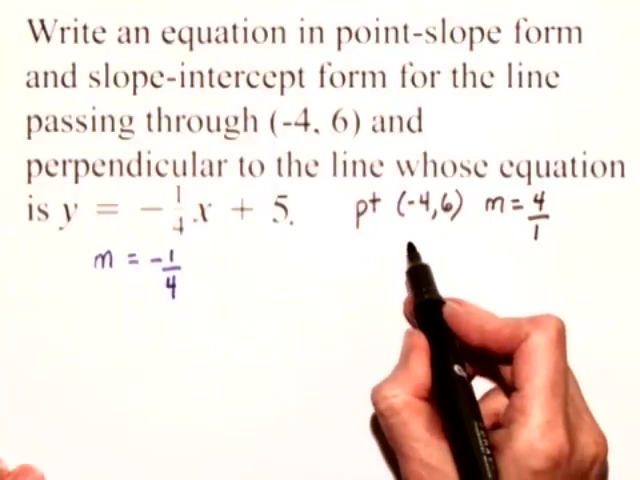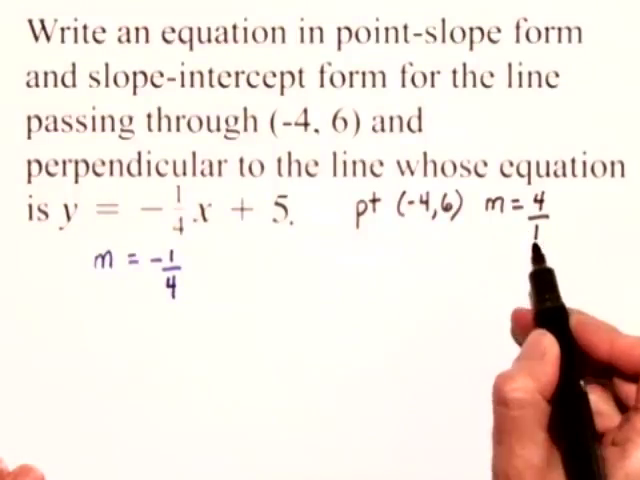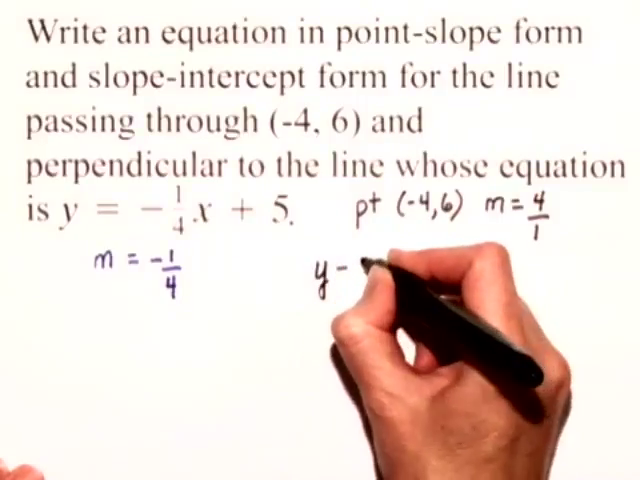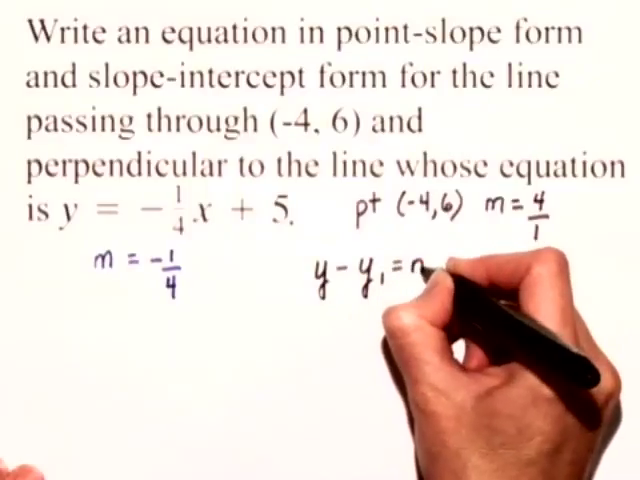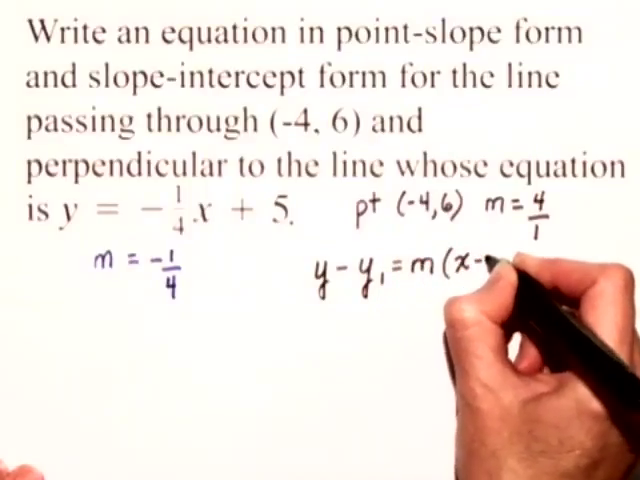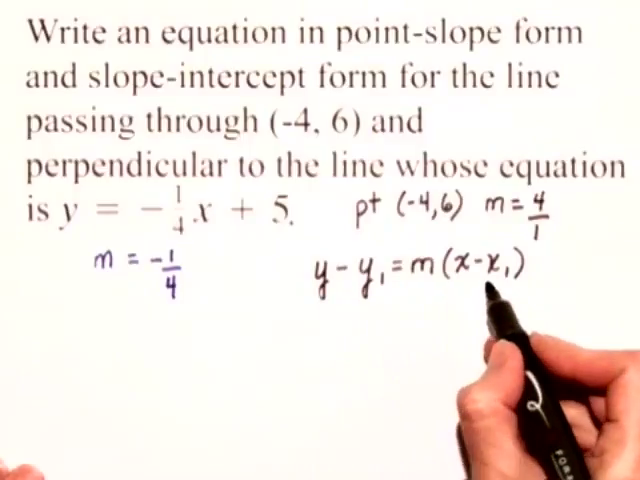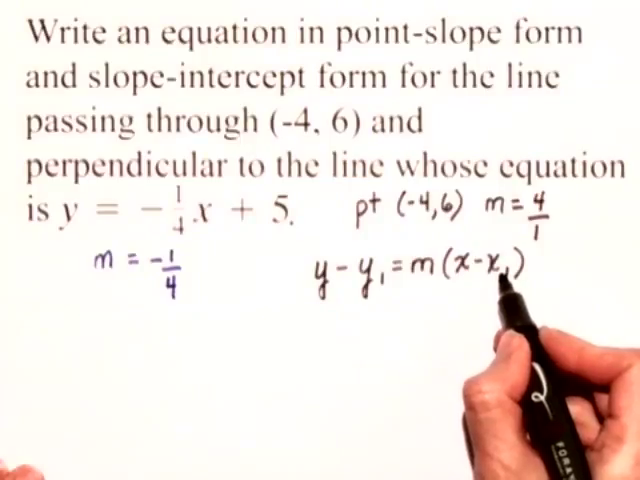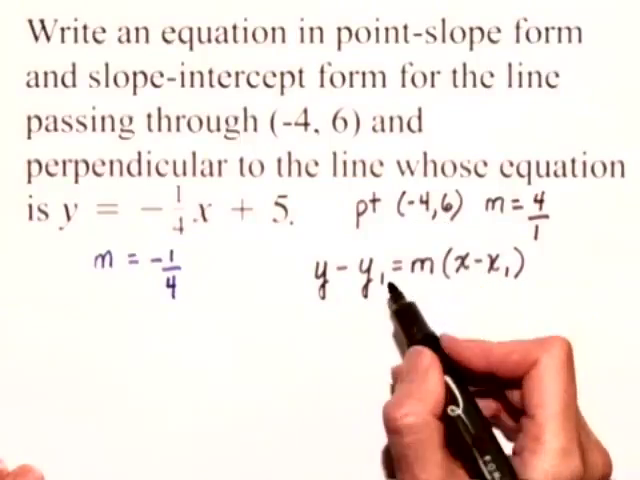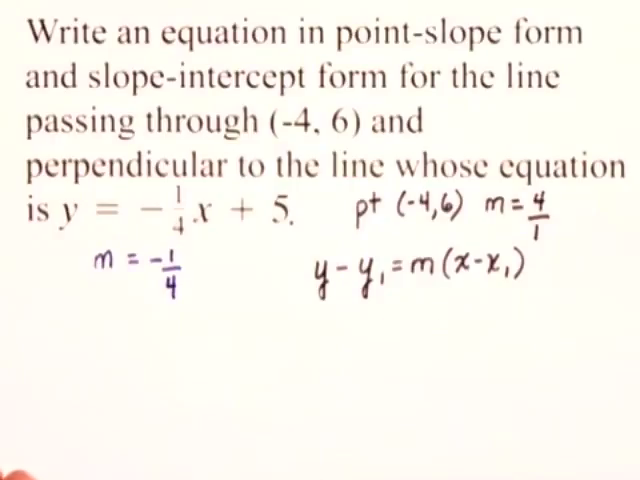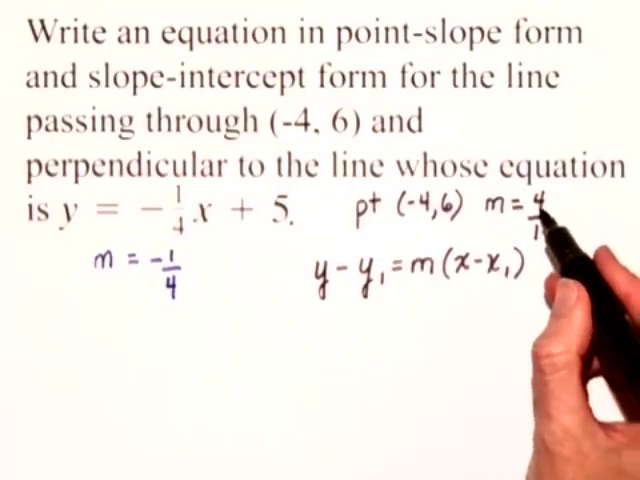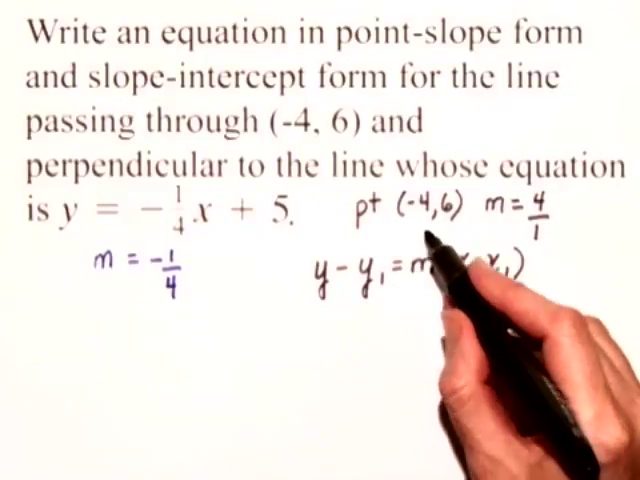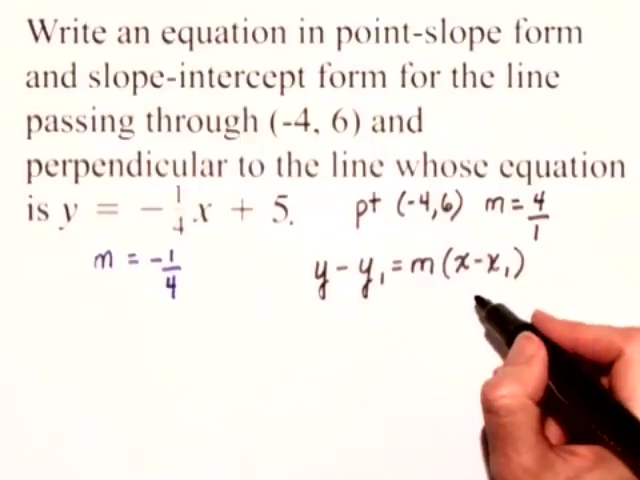So now we can use this point and the slope to come up with the equation of our line. So here we go. y minus y sub 1 is equal to slope times the quantity x minus x sub 1. This is the point-slope form. Let's substitute our slope in for m, and for the x sub 1, y sub 1, we'll substitute our point in. So we'll substitute the 4 in where we see the m in the equation, and for the x sub 1, y sub 1, we'll substitute our point, (-4, 6).